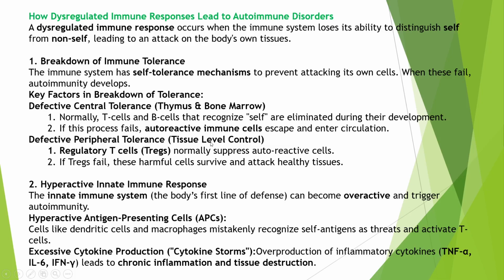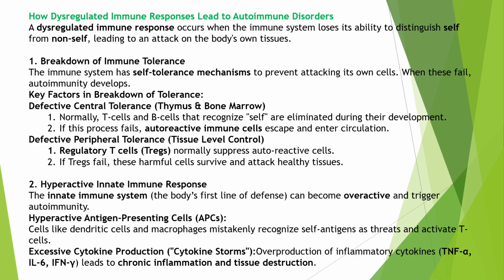Then defective peripheral tolerance. So this is at the tissue level. You have your regulatory T cells which normally suppress the autoreactive cells, even if by chance there is anything in the circulation, or if by an error your self-reactive T cells or B cells have been selected. So you have your regulatory cells to suppress these cells. If your Tregs also fail, then these harmful cells will survive, continue to proliferate, and then attack the healthy tissues.